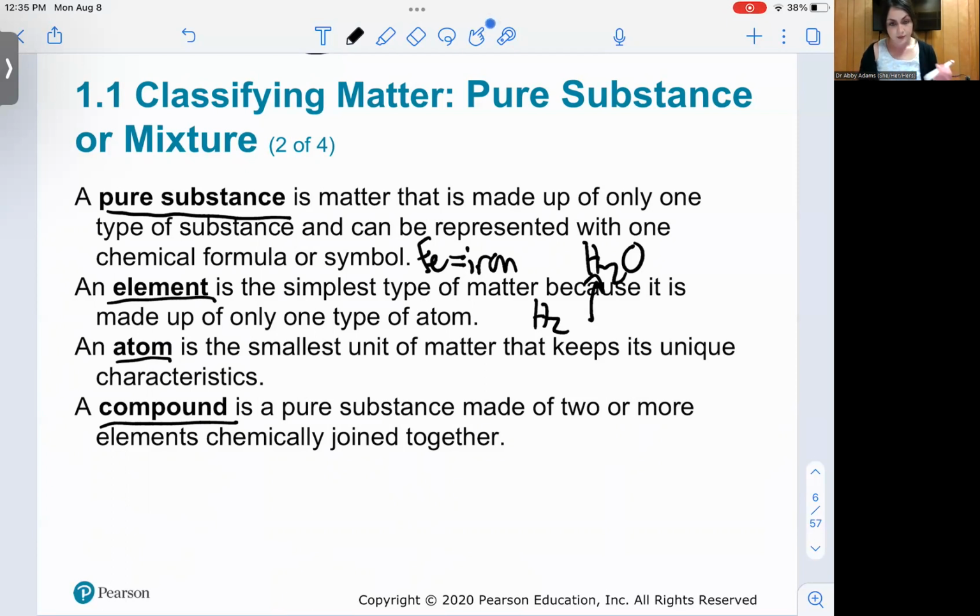And a compound is a pure substance. So a compound is not a mixture, it's still a pure substance made of two or more elements. So that's the big distinguishing factor between an element and a compound, right? One type of element, or a compound. Got it.